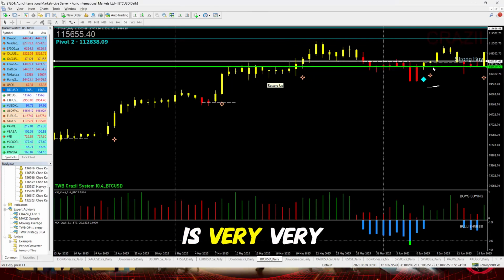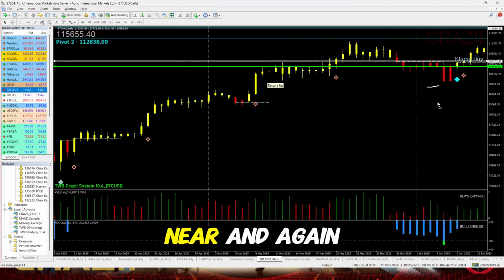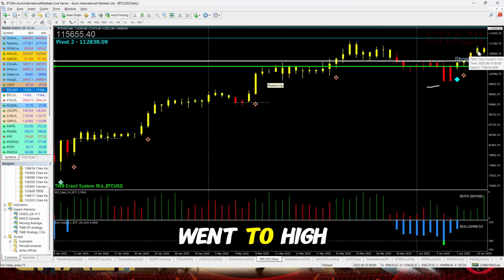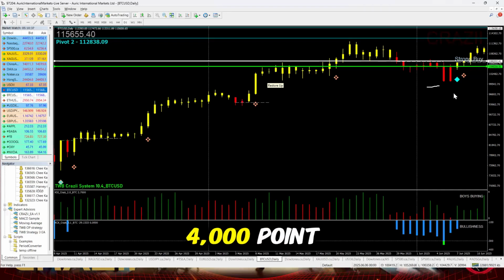This time around, the stop loss is very, very near. And again, straight away, Bitcoin shot up from 106 to a high of 110, so up by 4,000 points. So this strategy works.